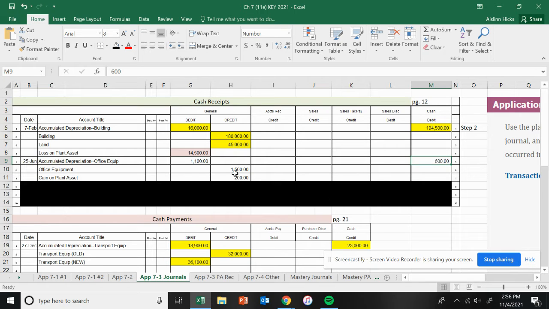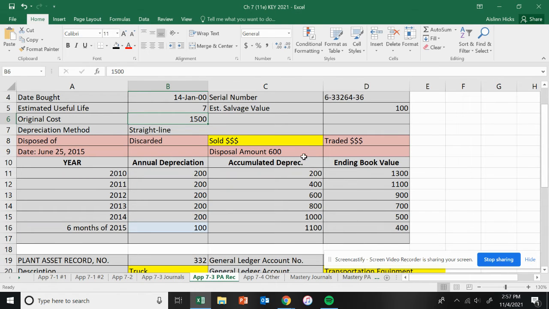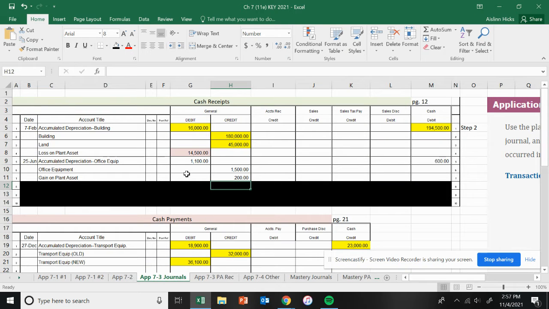All right. So I'm going to go ahead and put gain on plant asset, and I'm going to go ahead and take my 2 debits minus my 1 credit. Okay. And that makes sense. Okay. 600 here, 400 here. Yeah, I'm going to gain some money. Woohoo. All right. Okay. So that's our first 2 sales.